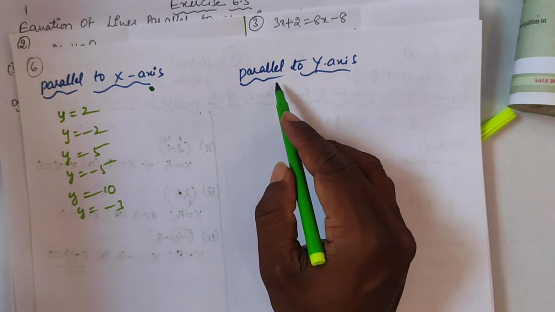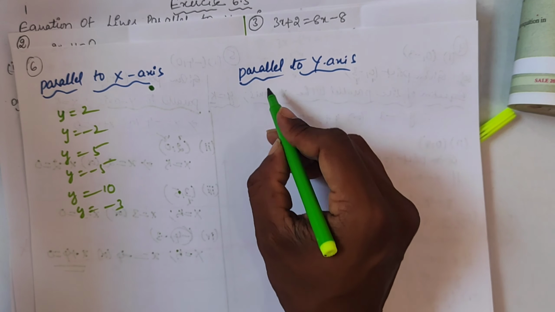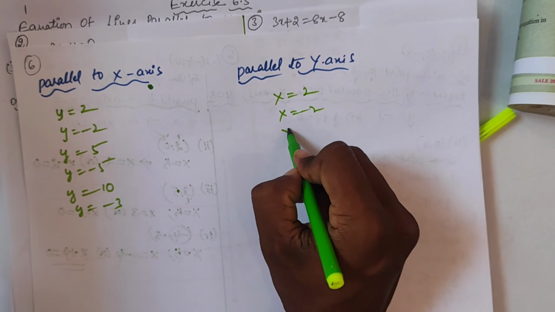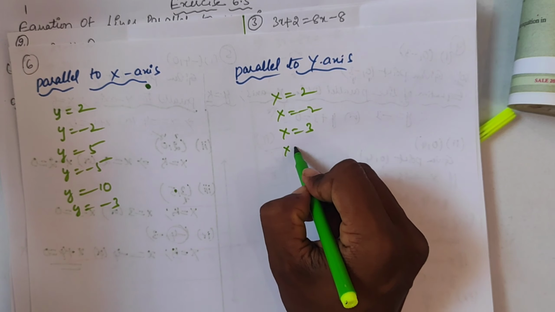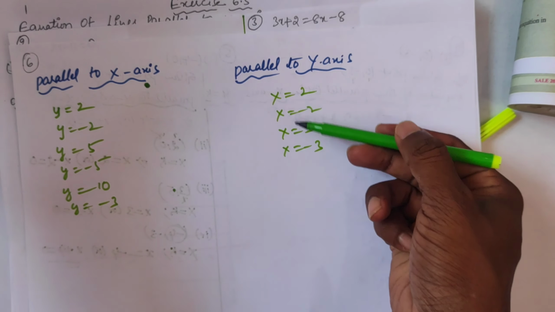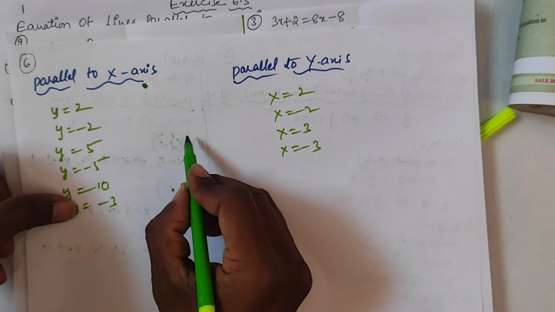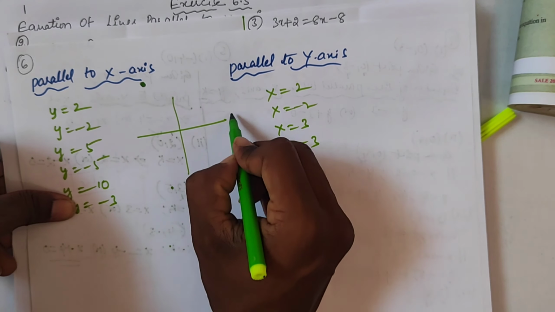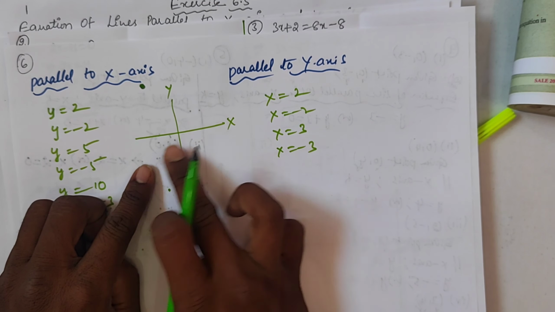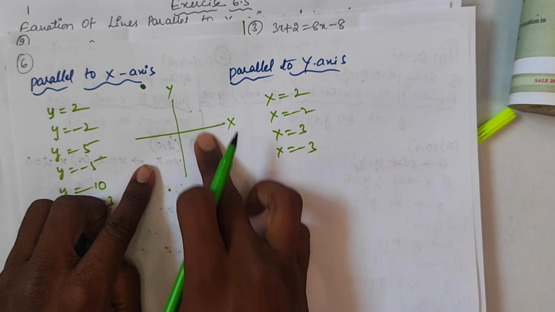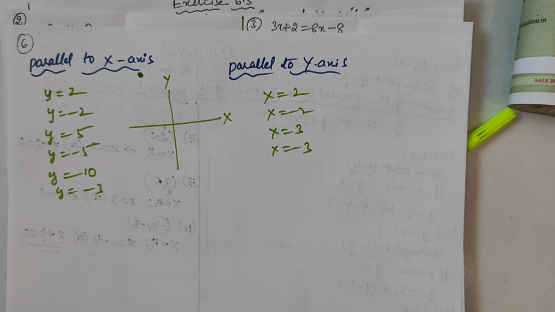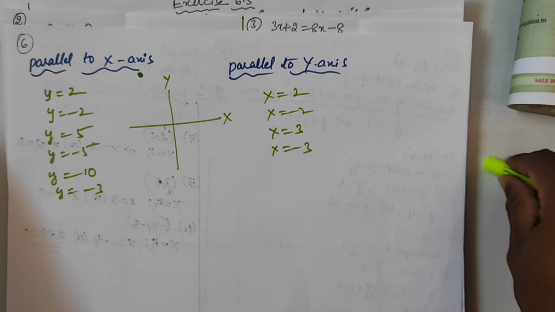Clear? Next, parallel to the y-axis, x values will be the same. x equals 2 or minus 2, x equals 3 or x equals minus 3, like that and so on, infinite values you will get. These are parallel to the y-axis. If you observe here, y is parallel to the x-axis and x is parallel to the y-axis. Clear everyone? Like this, you have to solve all these problems.